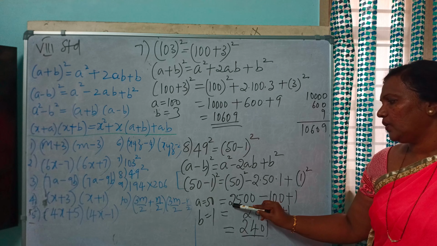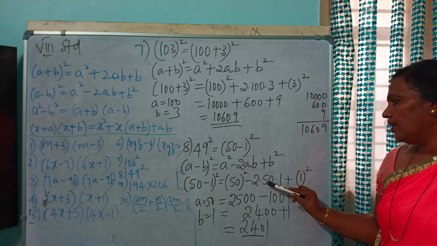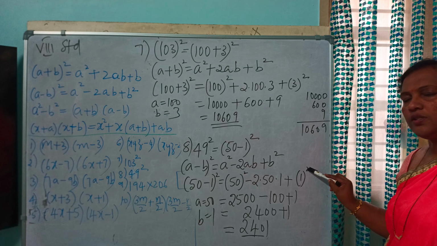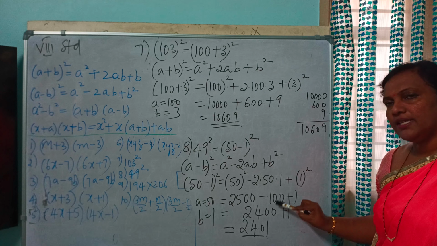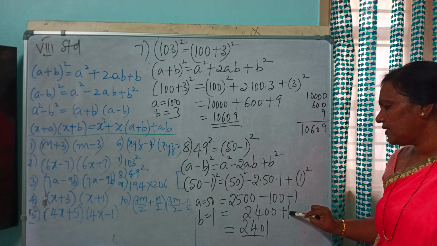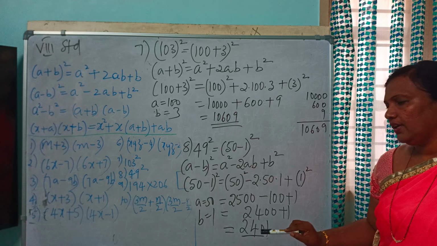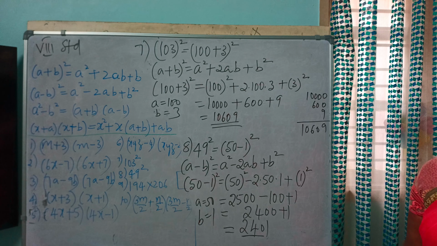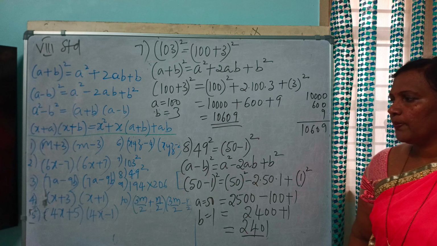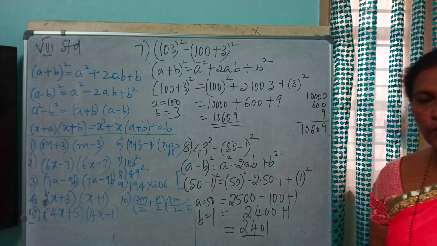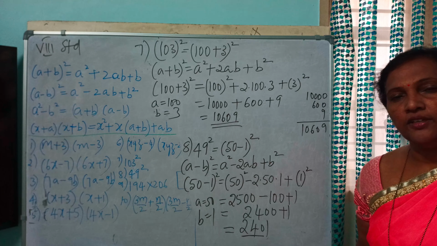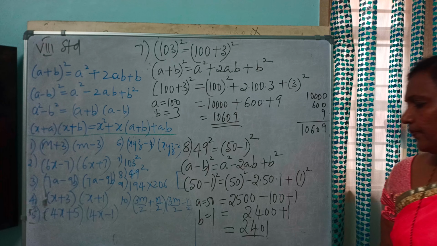50 into 50, 2500. 2 into 50 into 1, 100. 1 whole square means 1 into 1, 1. 2500 minus 100 means 2400. Plus 1 means 2401. Underline the answer. Followed, no children? Again, how many problems are remaining? 2 more problems. I will show you 2 more. And in the next session, we will go for the simplification.